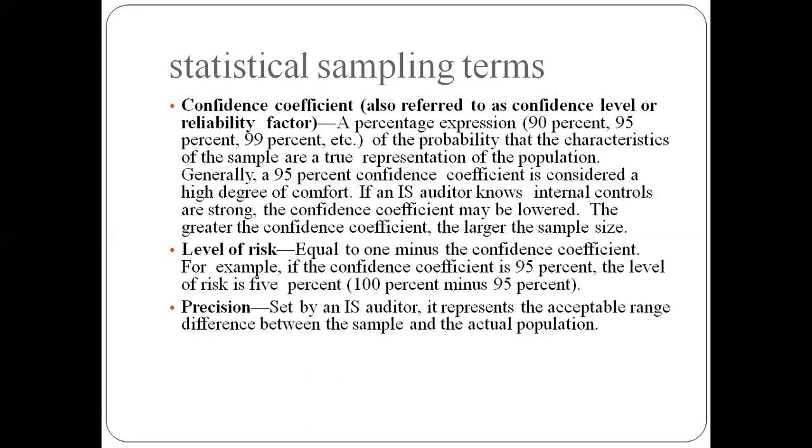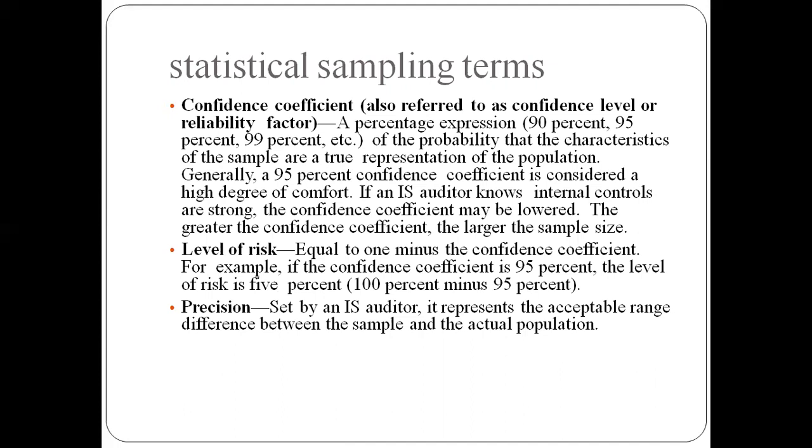There are some statistical sampling terms you're supposed to be familiar with, like confidence coefficient. It's also called reliability factor or confidence level. What is the level of confidence we should have in the sample? The bigger your sample size, the more confidence you will have that the sampling exercise is going to be successful. If we do 85% sampling, our confidence is 85% or 0.85, which is very high. If we do 100% sampling, which means we tested the entire population, our confidence coefficient is 100% or 1.